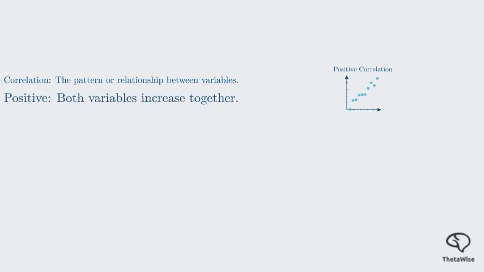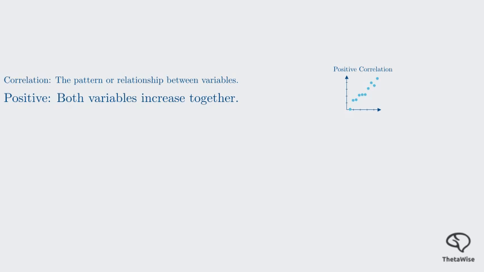Once we have plotted the points, we look for a pattern. This pattern is called correlation. In your exam, you will be asked to describe the correlation shown. The first type is positive correlation. This is what we saw with our revision example. As one variable increases, the other also increases. They move in the same direction.